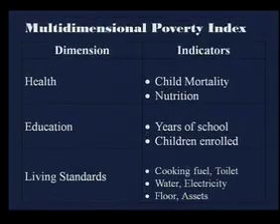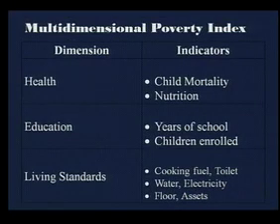Now the dimensions are health, education, living standard, under which you have different things. Under health you have child mortality and nutrition, under education, years of schooling and children's enrollment, and living standards including cooking fuel, toilet, water, electricity, floor area and assets.